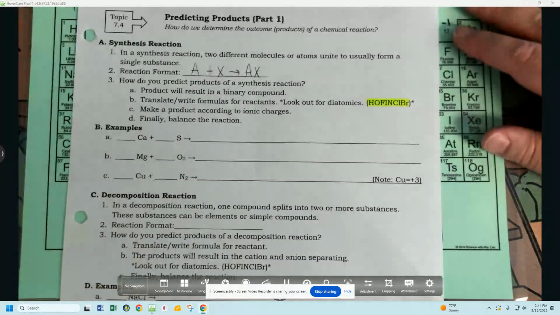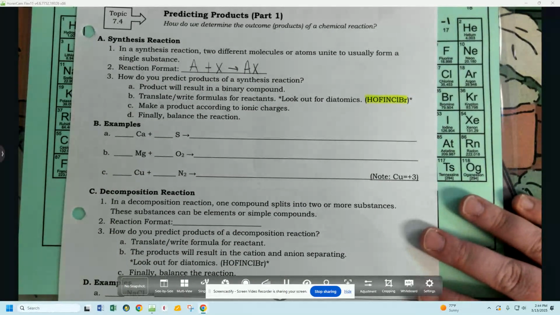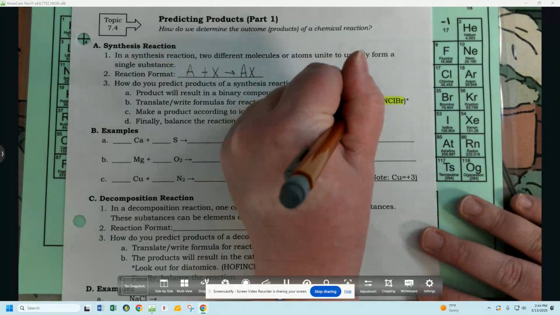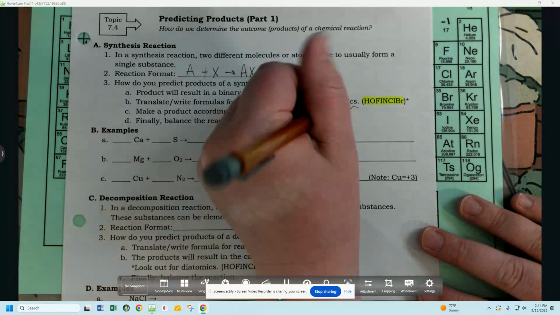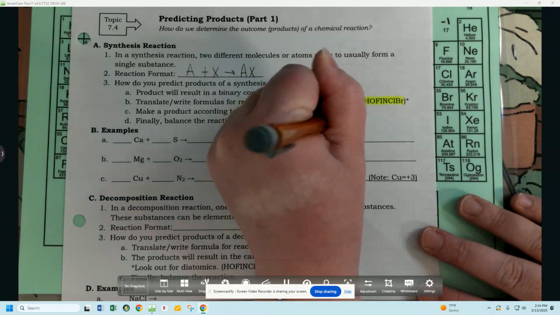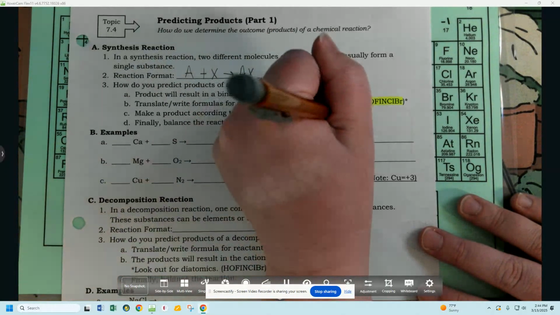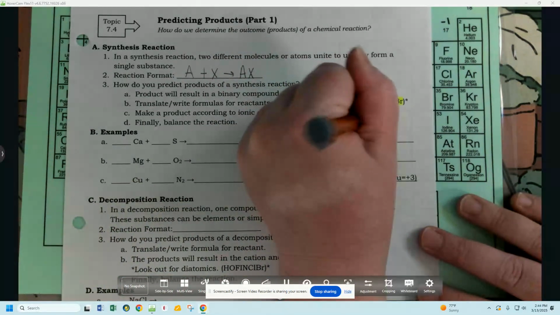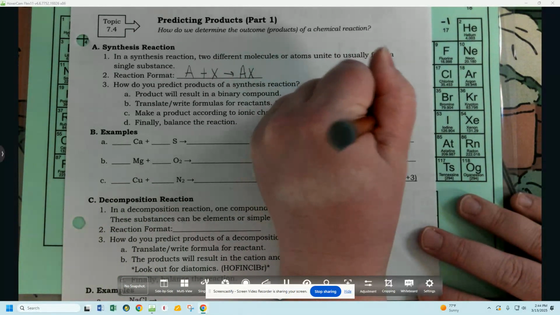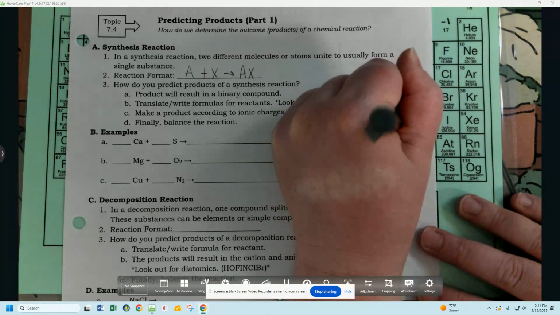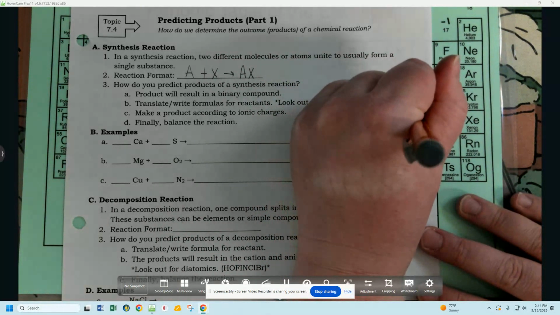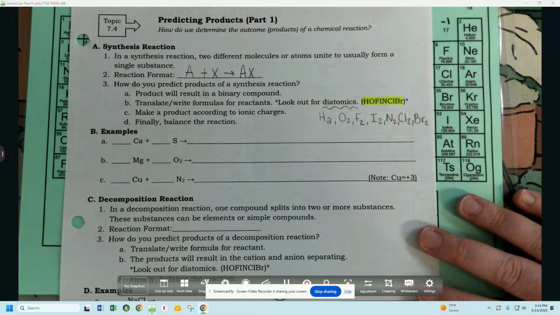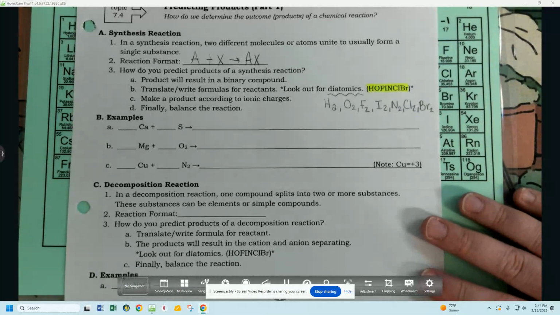I pronounce this Hoffenkleiber, and Hoffenkleiber is a way of identifying elements that are what we call diatomic. Diatomic means that hydrogen, for example, doesn't exist as H, but it exists as H2. Oxygen, like we did in our combustion reactions, is O2. We have F2, I2, N2, Cl2, and Br2. So all 7 of these exist in nature on their own, again in a diatomic state.